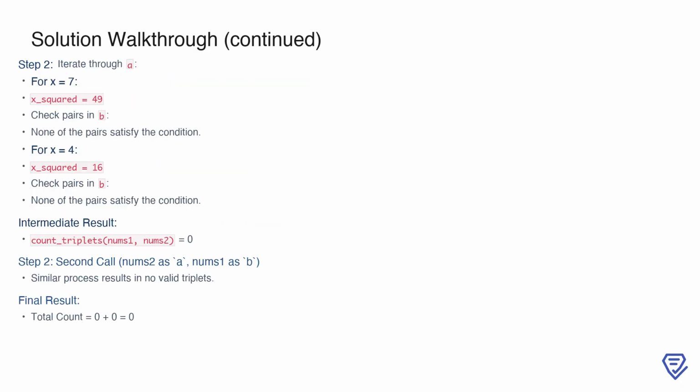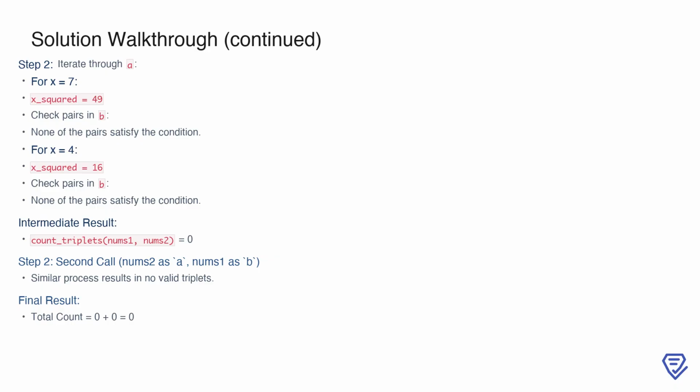Next, we iterate through each number in nums1. For x equals 7, we calculate x_squared equals 49 and check all pairs in nums2. However, none of the pairs in nums2 multiply to 49. Similarly, for x equals 4, x_squared equals 16, and no valid pairs are found in nums2.